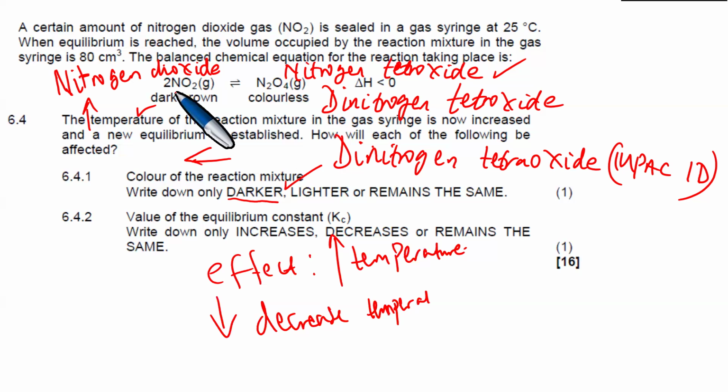So the number of moles of NO2 would increase, and therefore we have a dark brown color. There are too many things we can say there, but it's all Le Chatelier's principle.